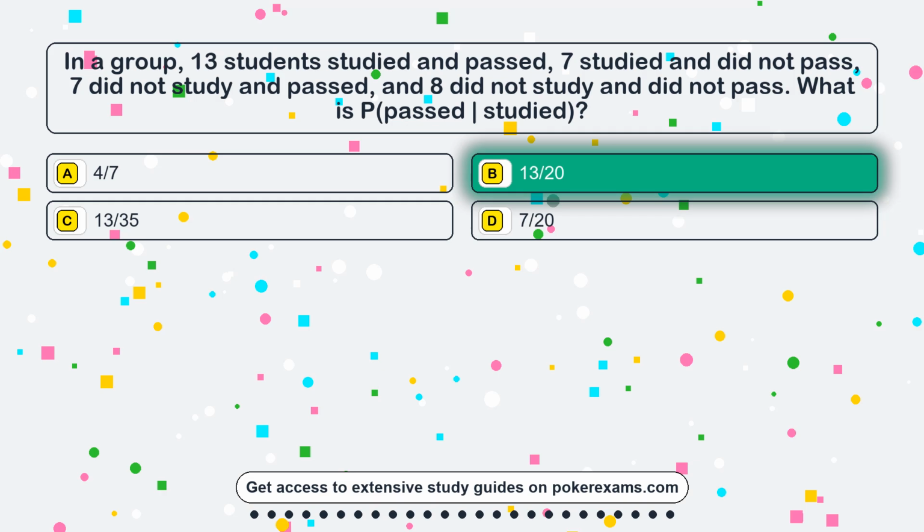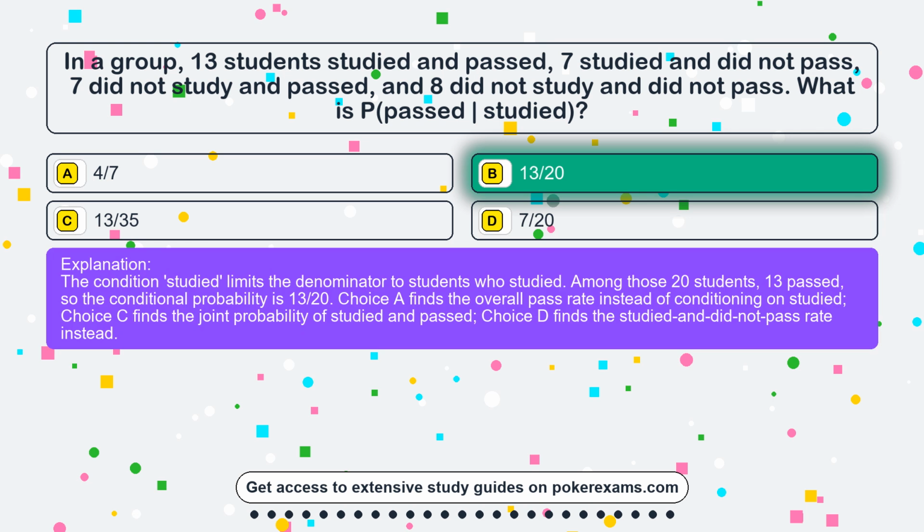The correct answer is option B, 13/20. The condition studied limits the denominator to students who studied. Among those 20 students, 13 passed, so the conditional probability is 13/20. Choice A finds the overall pass rate instead of conditioning on studied. Choice C finds the joint probability of studied and passed. Choice D finds the studied-and-did-not-pass rate instead.